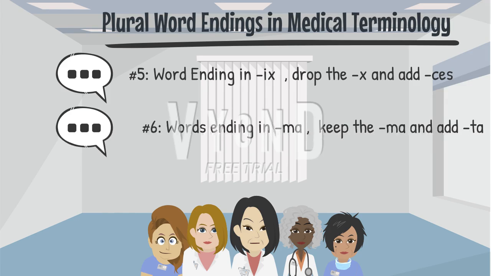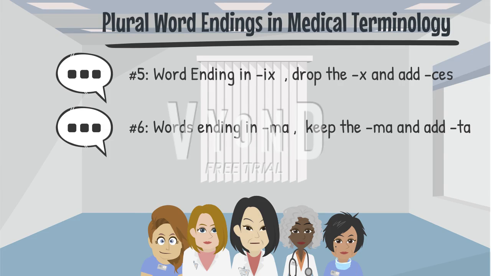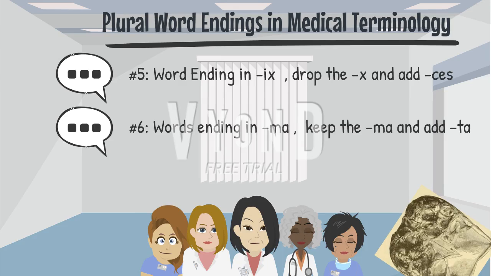Number 6. Words ending in MA. When the singular form of the word ends with MA, keep the MA and add TA. For example, fibroma, fibromata.